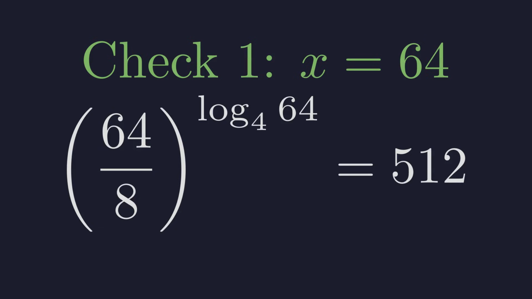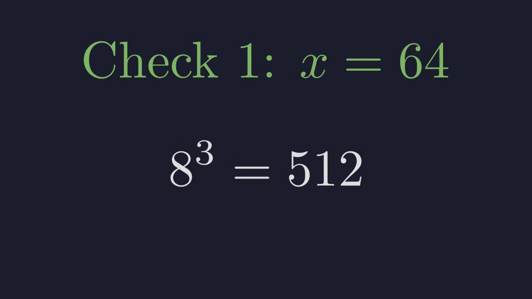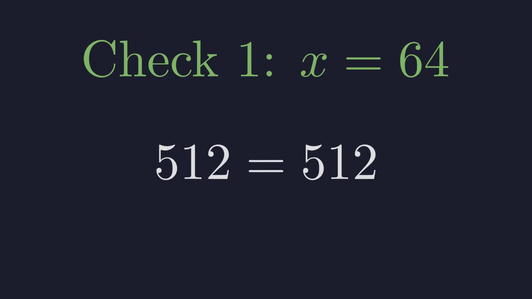We substitute 64 into the original equation. The base becomes 64 divided by 8, and the exponent becomes the base 4 logarithm of 64. Simplifying the base gives us 8. Now we evaluate the exponent. What is the base 4 logarithm of 64? It is the power to which we must raise 4 to get 64. Since 4 cubed is 64, the value is 3. So our equation becomes 8 cubed equals 512. This is true. The first solution is correct.